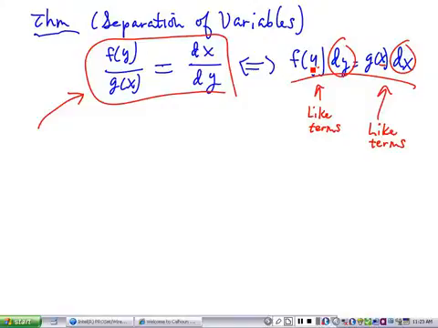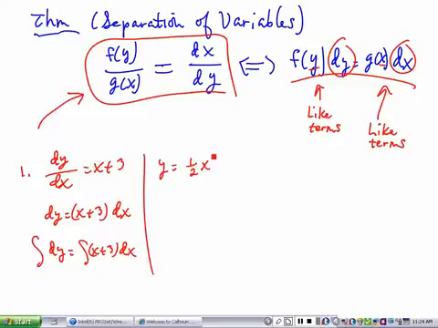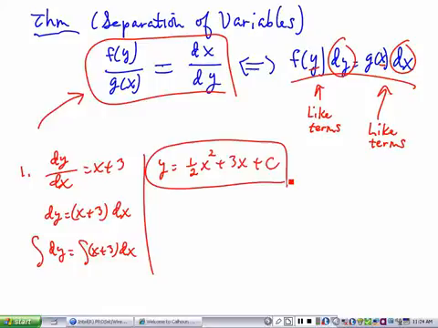Now let's look at some problems. If you take number 1, for example, you have dy over dx is equal to x plus 3. We multiply dx on both sides. We have dy is equal to x plus 3 dx. Now we can integrate both sides. We have the integral of dy is equal to the integral of x plus 3 dx. This gives us y is equal to 1/2 x squared plus 3x plus some constant. That's the answer.